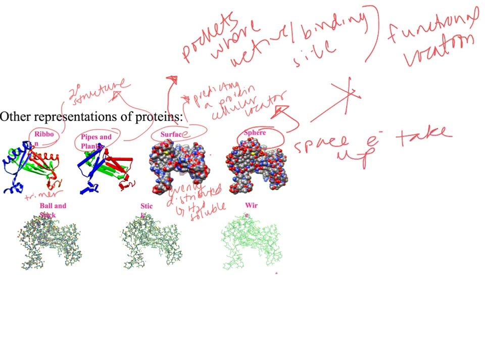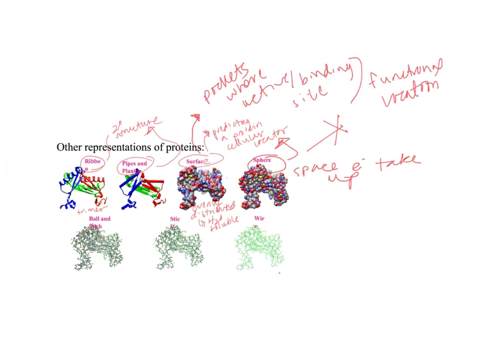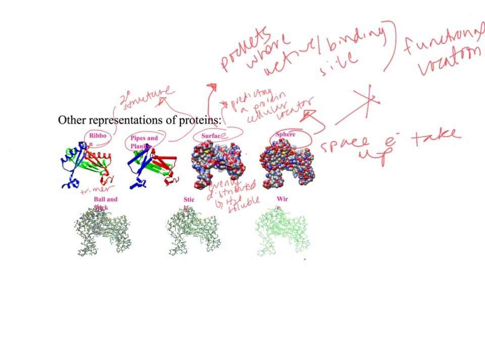So here is the view where you really start to see that the protein is stuffed full. It's packed. It's not empty space like the ribbon diagram and the pipes and the planks make you think that it's. Those views are not very packed with atoms, but spheres helps you see that it is super packed with atoms. They're all tightly packed in this really teeny tiny space.